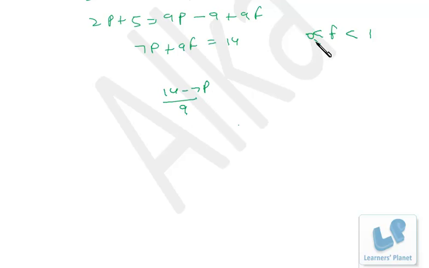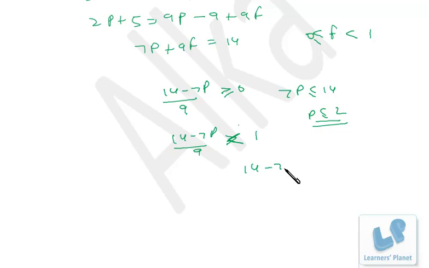Now it should be greater than equal to 0. So in that case, what will happen? 7p is less than 14. That means p should be less than equal to 2, right? So less than 2, we have got good number of numbers. So we have to find out the bottom range also. So 14 minus 7p by 9 should be less than 1 as well, right? That means 14 minus 7p should be less than 9. Okay?